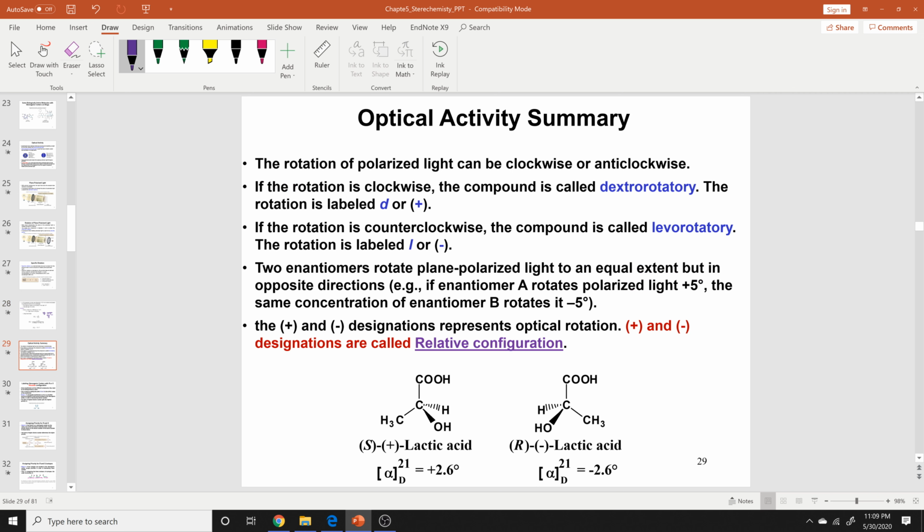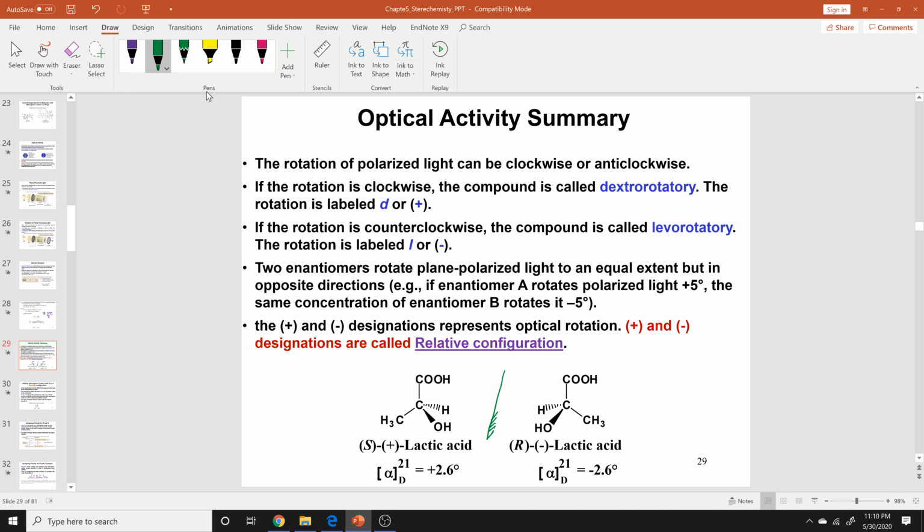So the plane of polarized light is rotated by enantiomers. One enantiomer and the other, these two are mirror images of each other, okay? So if I have a sample of these molecules, one of them is going to rotate the plane of polarized light to the right, and the other one is going to rotate it to the left. Rotating the plane of polarized light to the right, we call clockwise. Rotating it to the left, we call anti-clockwise.